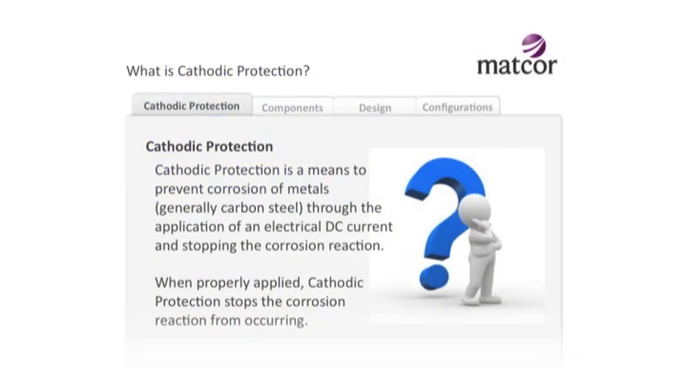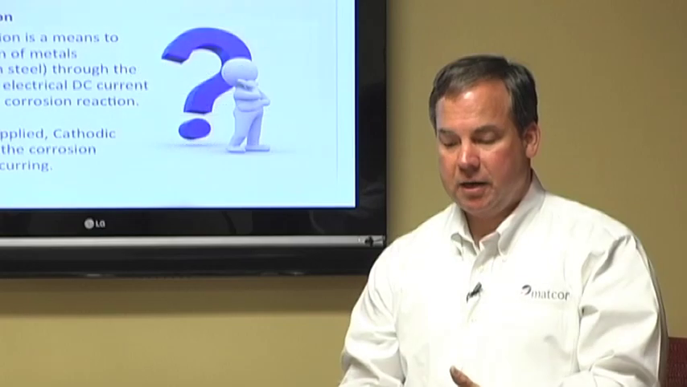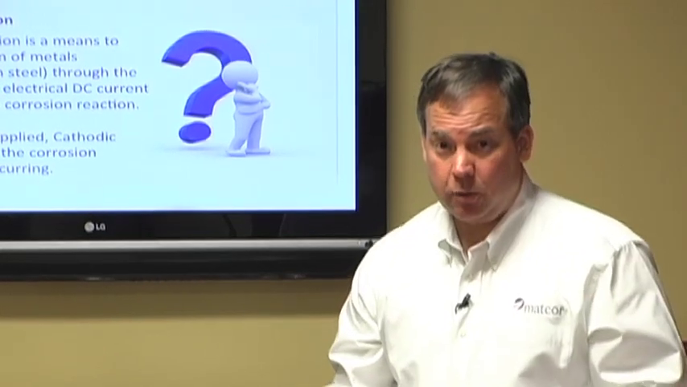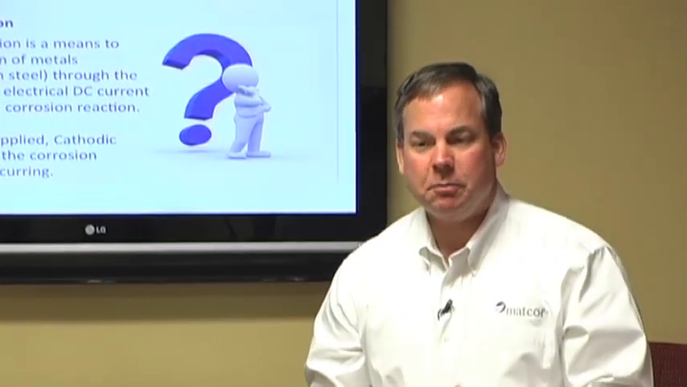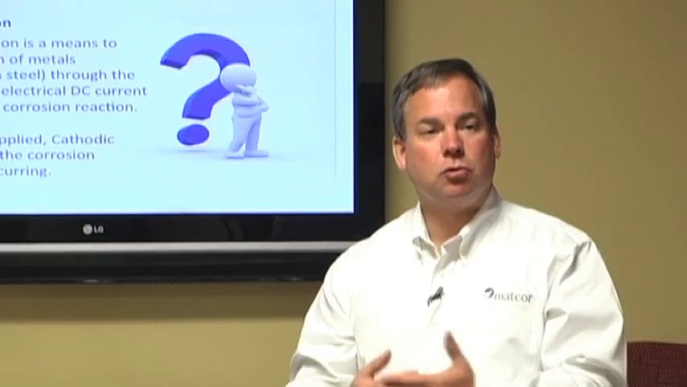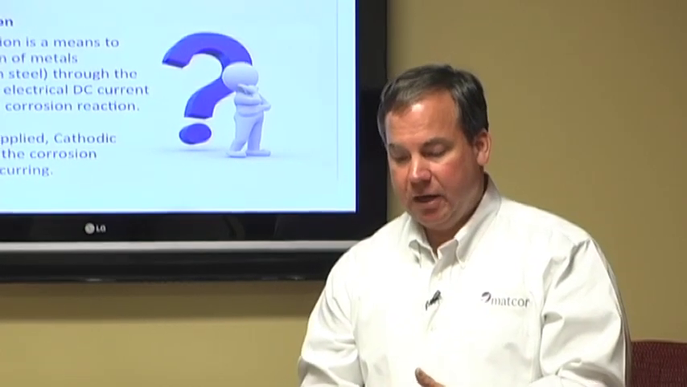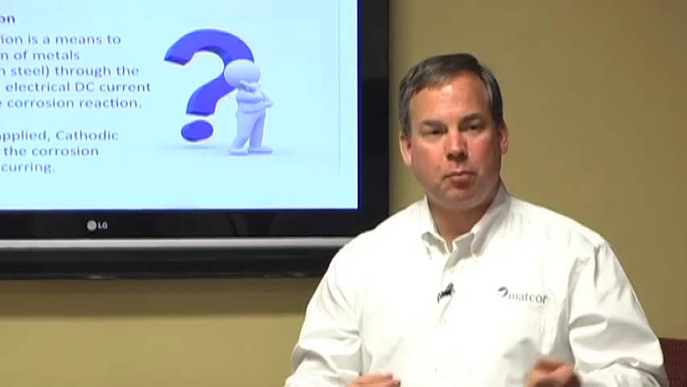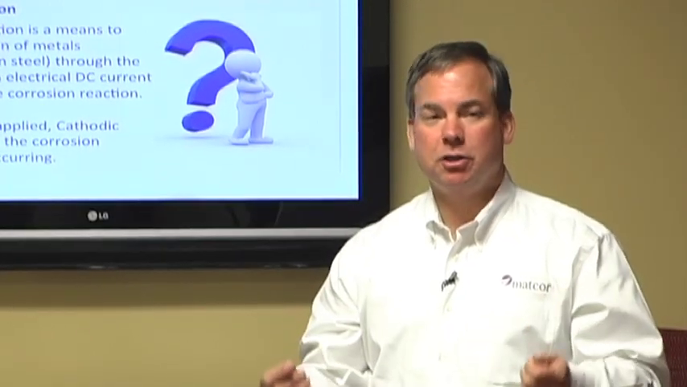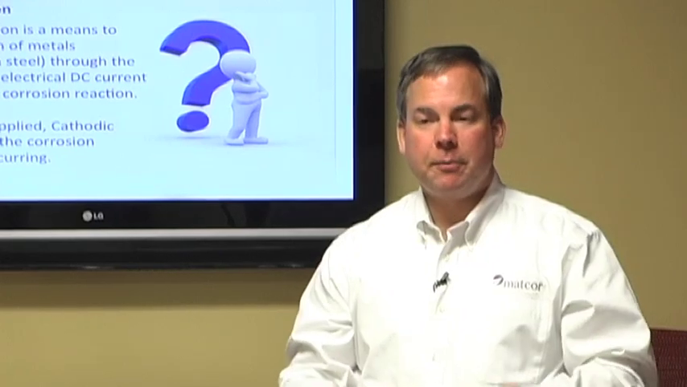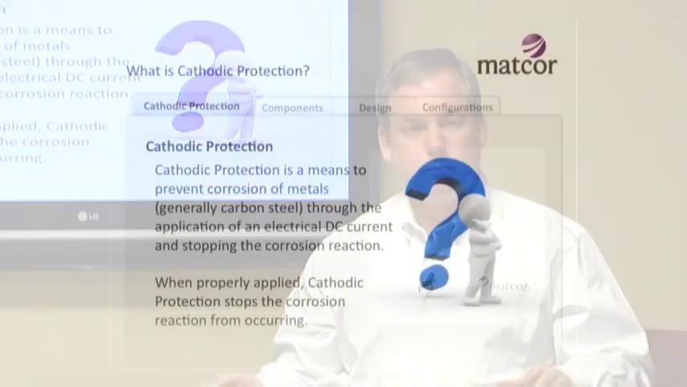And I want to start just by saying, what is cathodic protection? For the next 60 minutes or so, we're going to be talking about what cathodic protection is and how it works. And quite simply, the definition of cathodic protection is it's a means to prevent corrosion of metals. Okay? It's not the only means to prevent corrosion, but it's a means to prevent corrosion of metals by using electrical current. And if we can use electrical DC current properly applied, it will stop the corrosion reaction completely. So if cathodic protection is done correctly, it will completely stop corrosion.